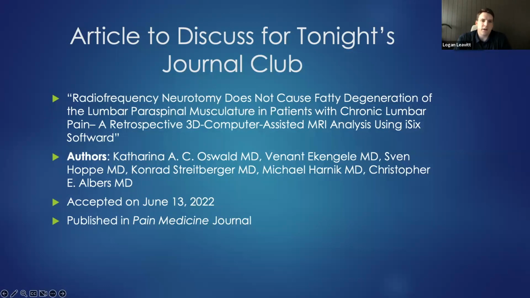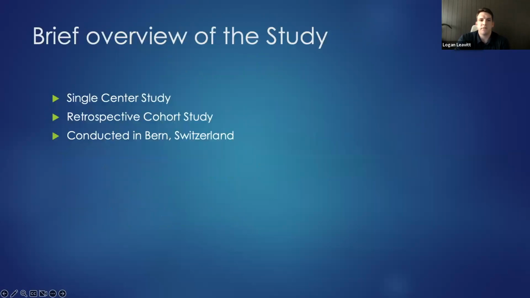The authors were Oswald et al. and her colleagues. It was accepted about a year ago, June 13th of 2022, and it was published in the Pain Medicine Journal. Here's a brief overview of a few of the study characteristics. It's a single center study, so it was performed at one place or one hospital. It was a retrospective cohort, so it wasn't prospective. It was looking in the past at patients who had undergone lumbar radiofrequency ablation. And the location of the study was in Europe, in Bern, Switzerland.